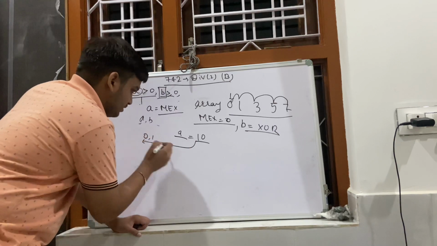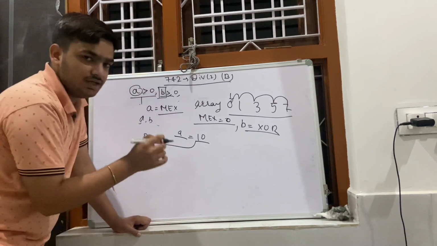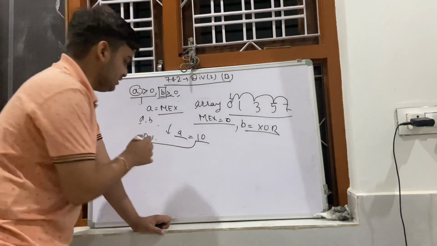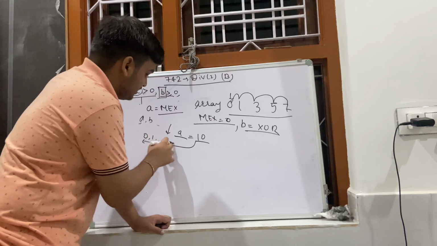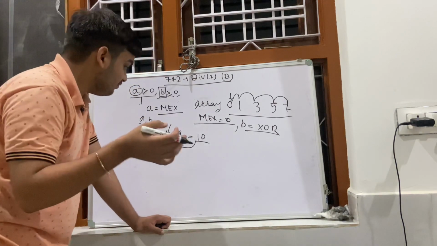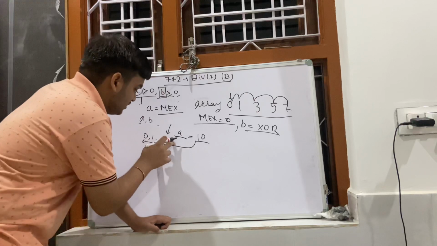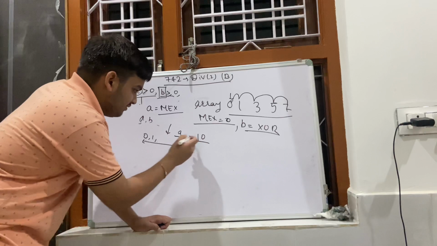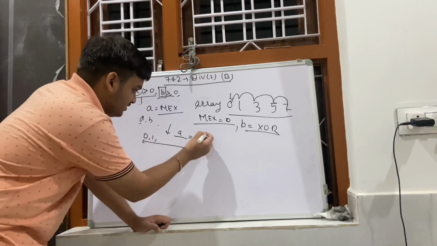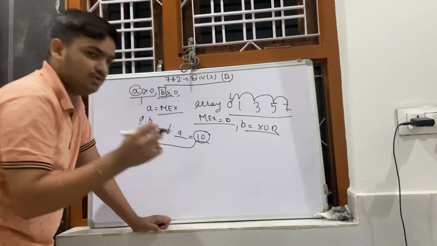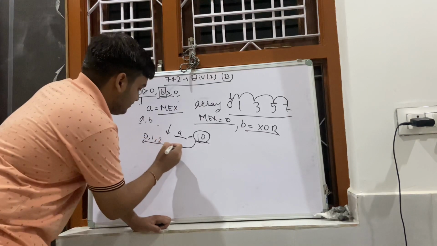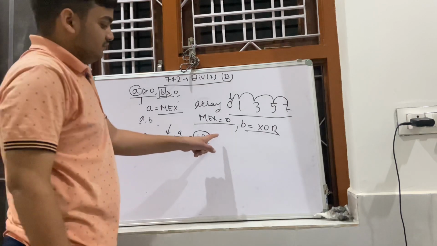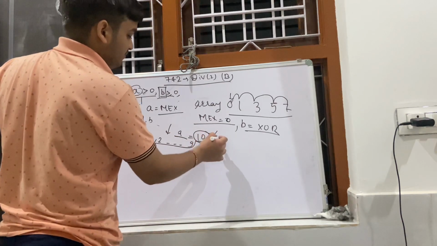We need to include all the elements which are lesser than 10. Because if I don't include any element lesser than 10, then the mex value will change, and the element I don't include will be the new mex value. So I must include all the lesser elements up to a, that is, all the elements up till 9. This is the minimum size of an array which gives me the mex value 10.